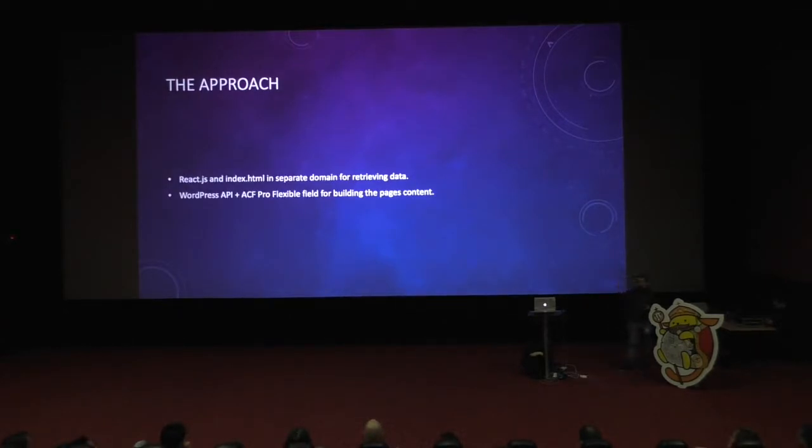The reason why we built this website is to attract more developers than clients. So we wanted to extend the WordPress functionality, because we could have built this into a WordPress theme, which would have only the index.php file inside, and then use it as a React file. But instead of that, we built the React files, and then we put all of that into one index.html file in a separate domain, and a separate domain for retrieving data. In WordPress, we've used Advanced Custom Fields flexible content, and retrieved them through the WordPress API, so we can have each section rendered separately into the React.